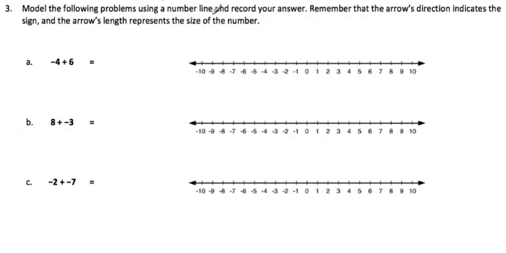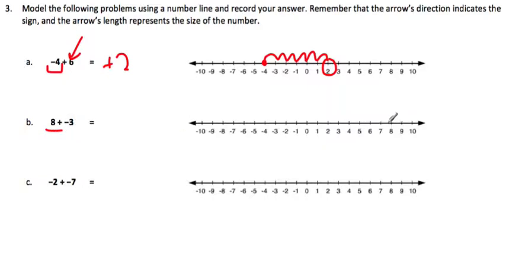So here they specifically want us to model it using a number line. So again, let's think of this one piece at a time. Let's start at -4. And then I want to go 6 in the positive direction. 6, of course, because it's plus. So 1, 2, 3, 4, 5, 6. So we should end up at a positive 2.